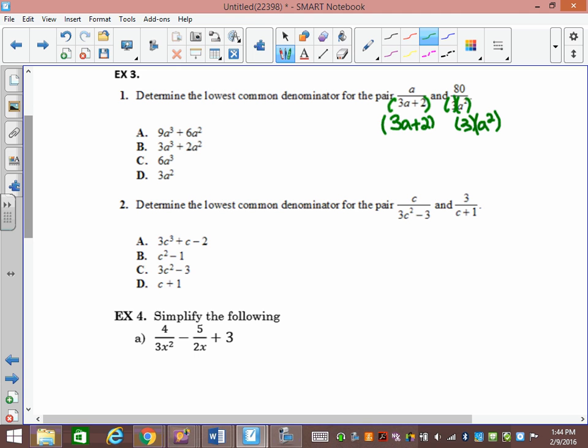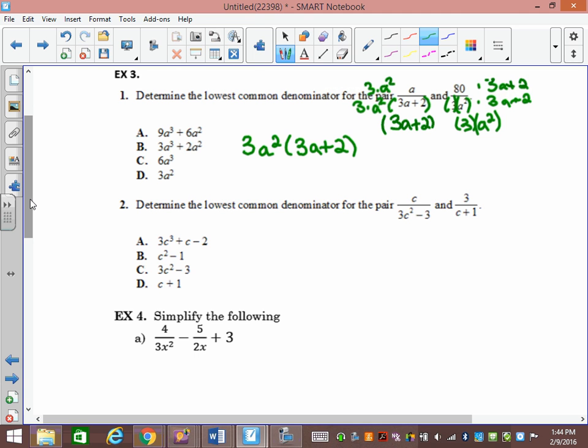I have a 3, and I have an a squared. The only way I can make both of them have a 3a plus 2 is by putting a 3a plus 2 in both of them, right? So I would have to multiply this one by 3a plus 2, technically. This one has a 3 and an a squared, so I'd have to times this one by 3 and a squared. So you actually have to multiply them by everything in order to get a common denominator. So 3a squared times 3a plus 2.